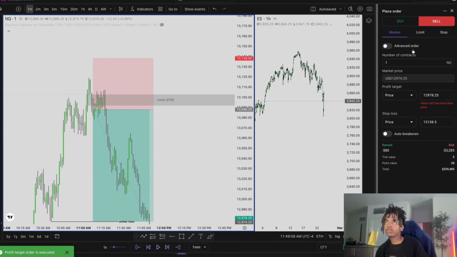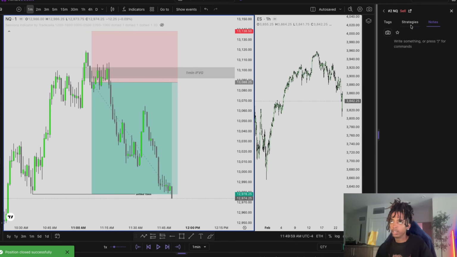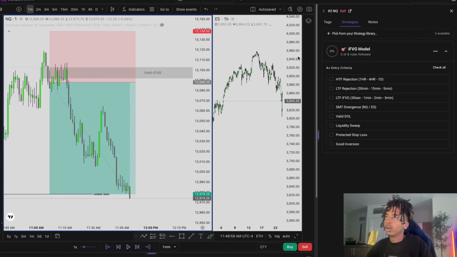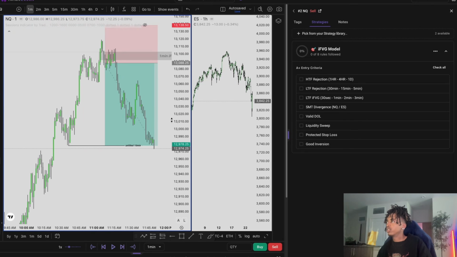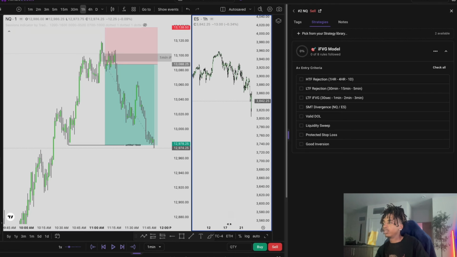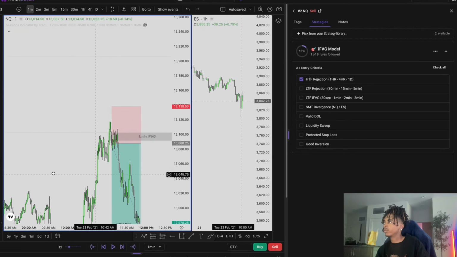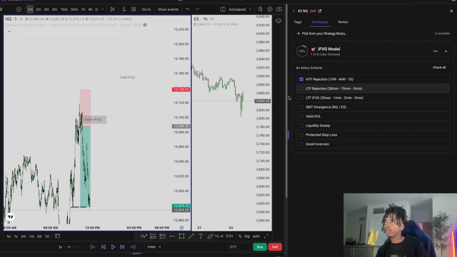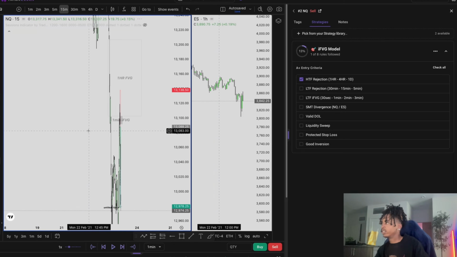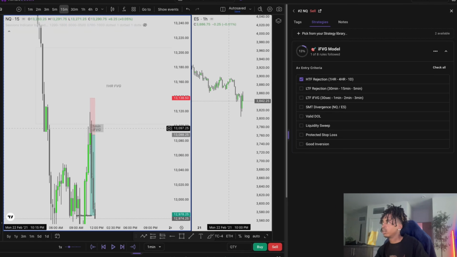If you guys want to see my checklist, what I'll do is I go here, click strategies, and then you can see my models right here. So basically, as far as my model and the way that I like to execute the trades that I do take, I want to see, number one, a higher time frame rejection. So obviously in this trade we had it because we were rejecting this 1 hour fair value gap. I also want to see a lower time frame rejection. So what that would be a 15-minute or a 5-minute.